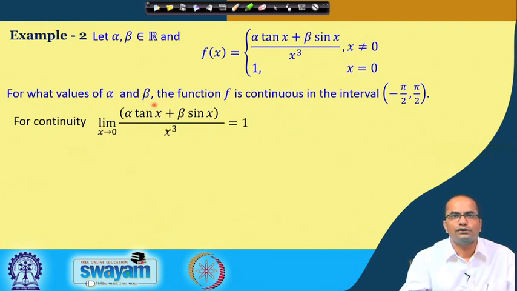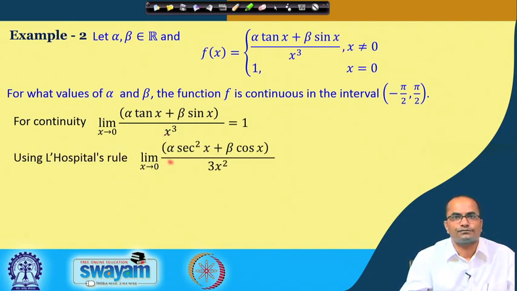Now let us compute this limit, alpha tan x plus beta sin x over x cube. When we take x goes to 0, tan 0 is 0, sin 0 is 0 and x cube is also 0. So, we have the 0 by 0 form. Let us apply the L'Hopital rule to this expression. If we apply the L'Hopital rule, alpha tan x will become alpha sec square x, plus beta sin x will become beta cos x, divided by 3 x square, since the derivative of x cube is 3 x square, and we take the limit here x goes to 0.